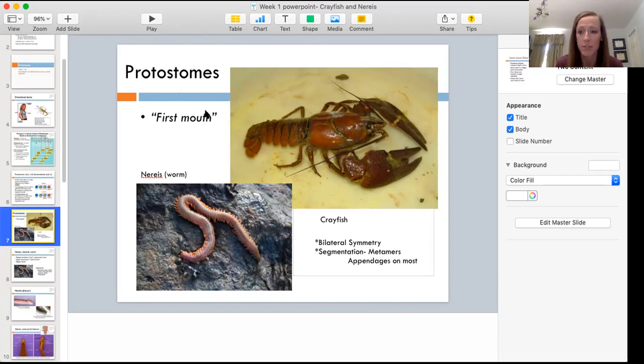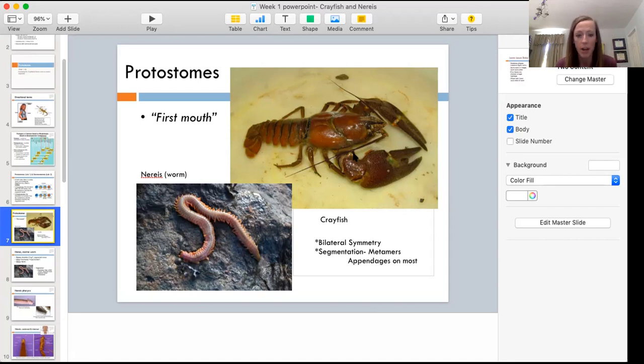The two model organisms that we have for you in lab, in two weeks, are the Nereis worm and the crayfish. These are both protostomes. They both have bilateral symmetry, so if you cut them, you can only cut them one direction, from the head to the tail, and they'll be symmetric left to right. They also have another feature called segmentation, where they have repeating body segments, and we call those metameres. Most of these metameres have appendages. This is true for both the Nereis and the crayfish.